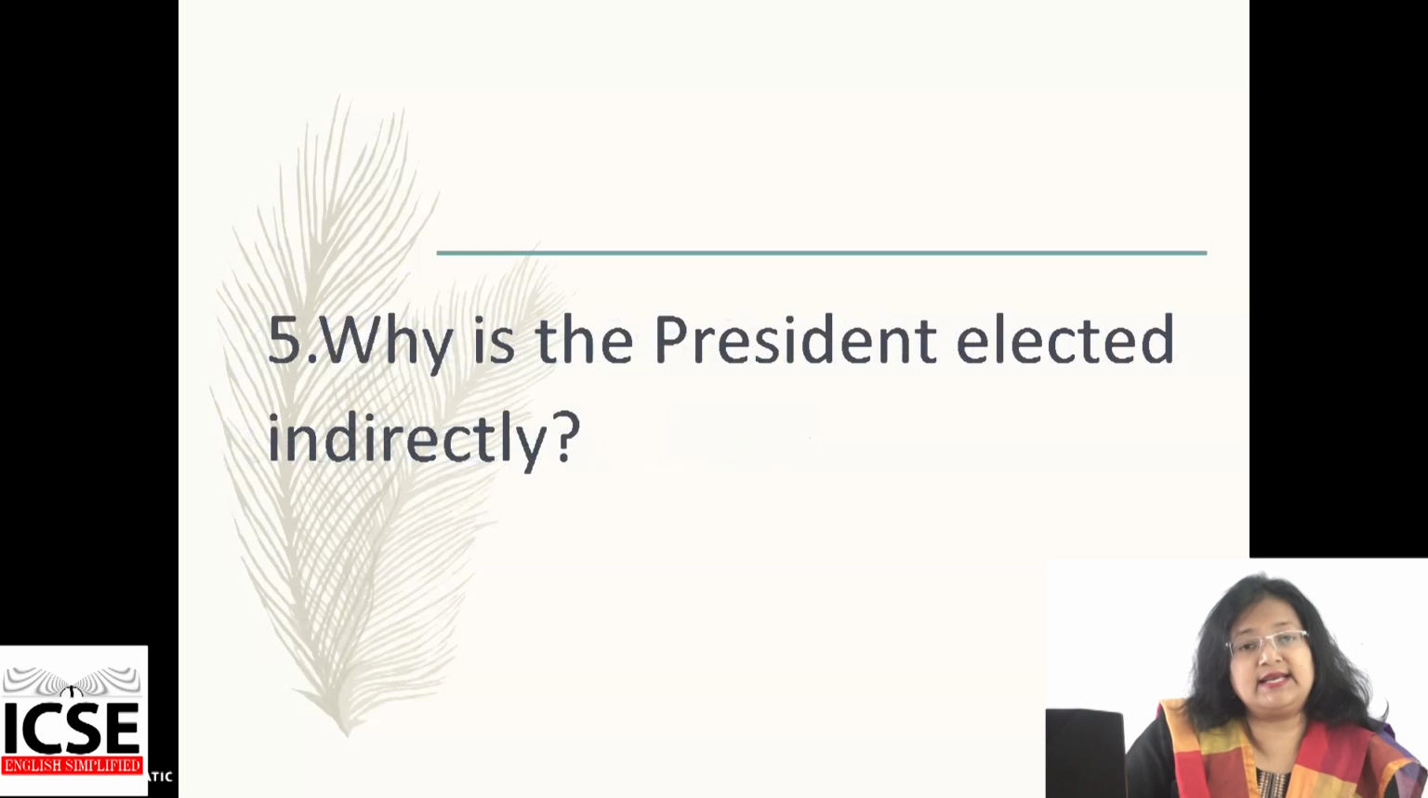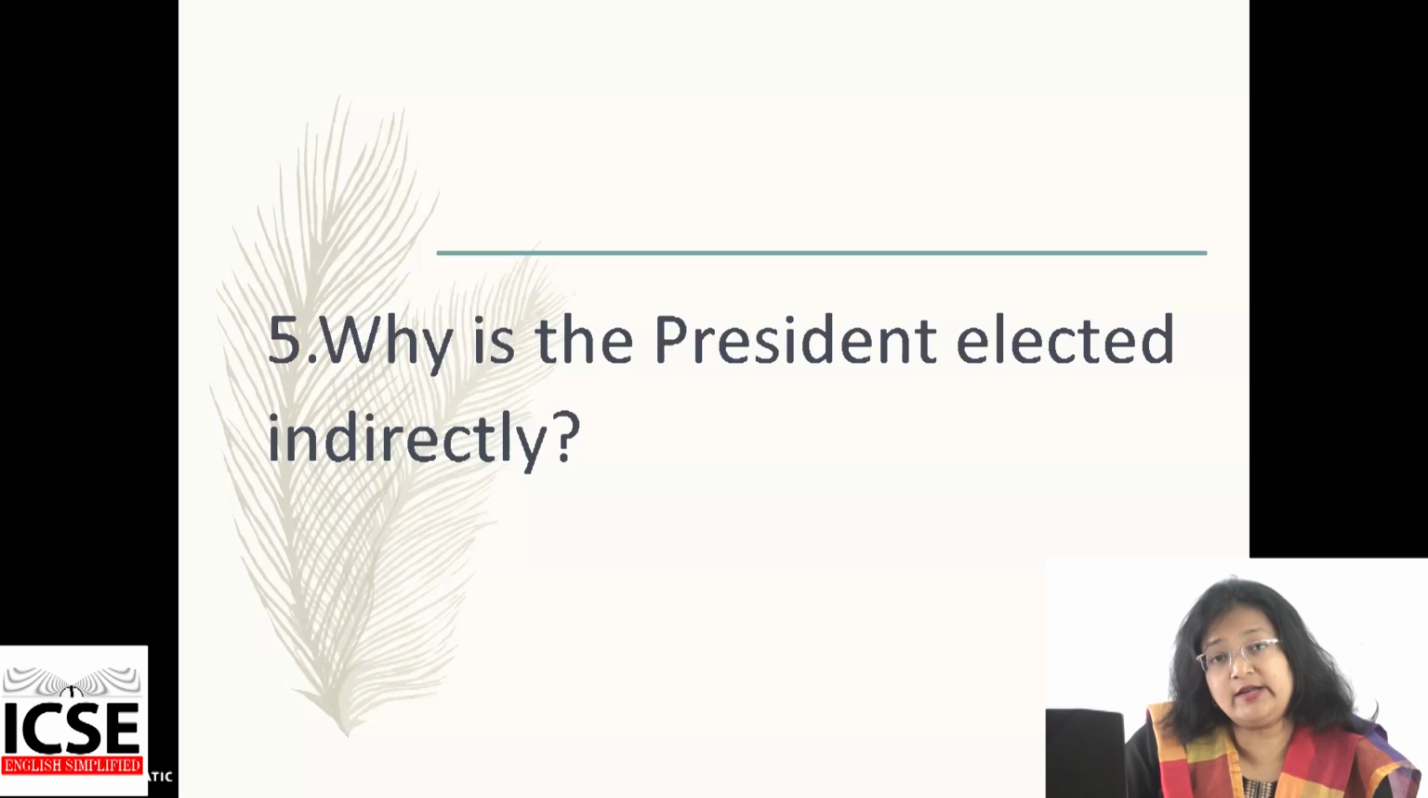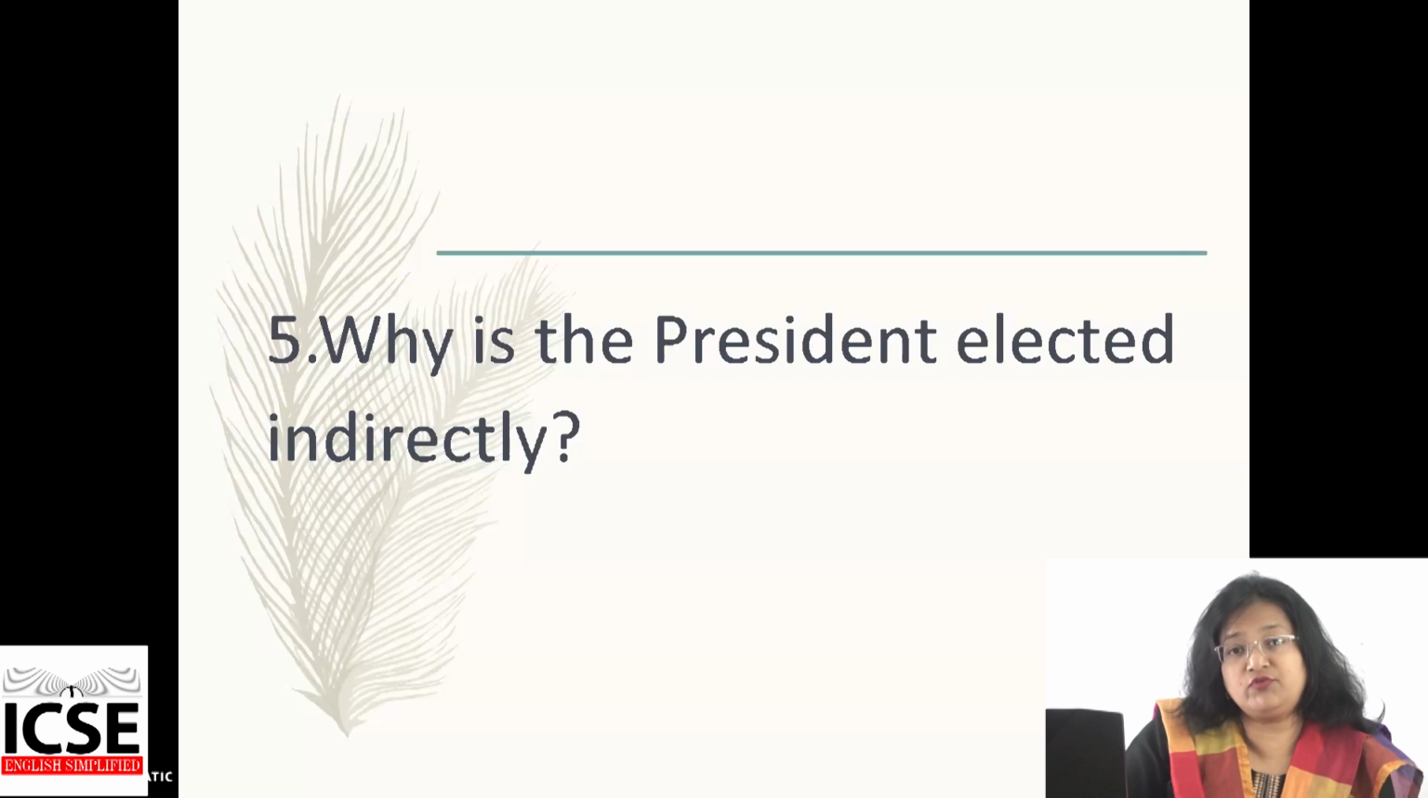Why is the President elected indirectly? This could come as a 1-mark question, give one reason why the President is elected indirectly, or you could get this as a long answer for 3 marks. So one reason, the framers of the Constitution wanted the presidential election to be a dignified and quiet affair. Second, they do not wish to waste time, energy, and effort. The third point could be the President is only a nominal head. The real powers are vested with the Prime Minister. So if the President is elected directly, he could become a rival to the Prime Minister.